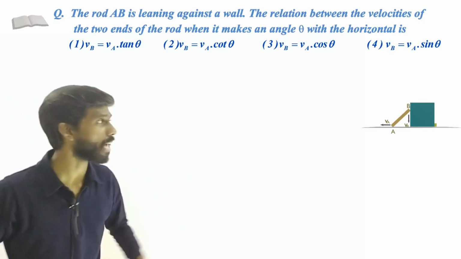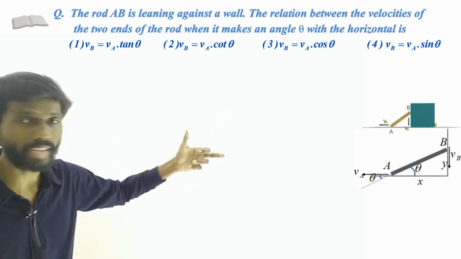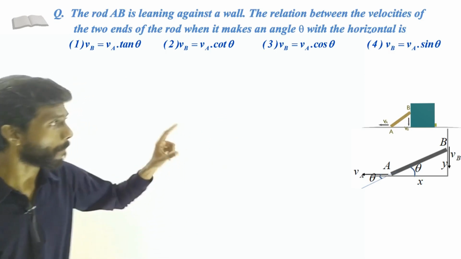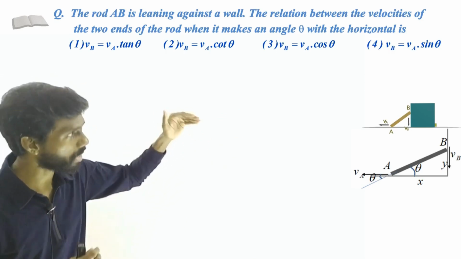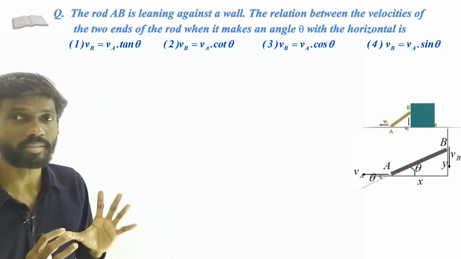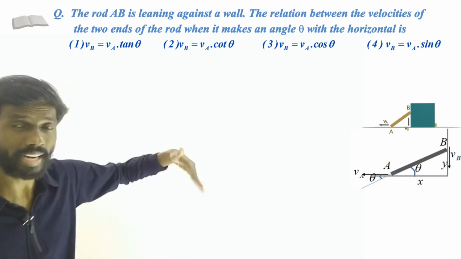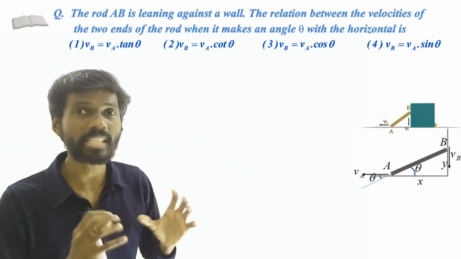So we have to find that thing. Let us consider this right angle triangle. This is Y, this is X. X and Y are variables. But when Y decreases, B also lowers. That means the rate at which Y decreases is the velocity of the point B. The rate at which Y decreases is the velocity of B.